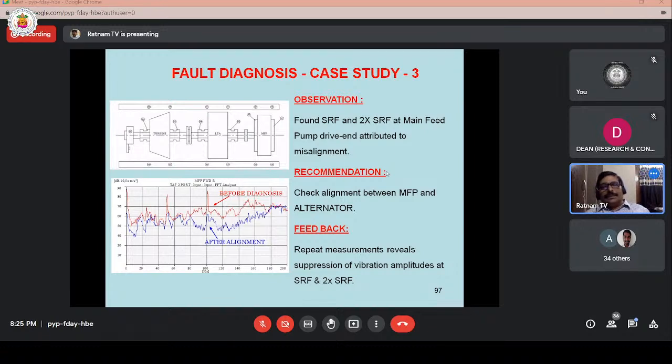So they checked the alignment, and we repeated the measurement. They rectified the problem and repeated the measurement. The vibration amplitude at the fundamental and second harmonic is reduced after alignment. The red curve indicates the problem exists before diagnosis, and the blue curve indicates after alignment. So this fundamental and second harmonic disappeared in the spectrum.